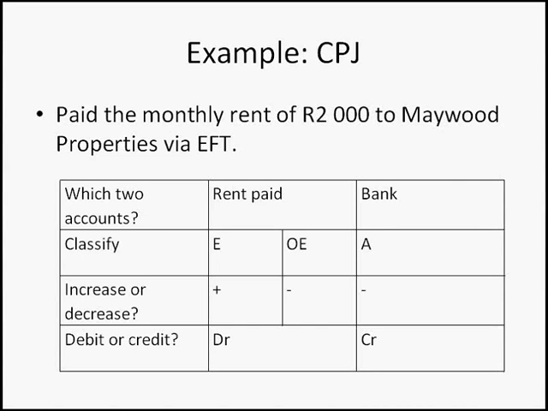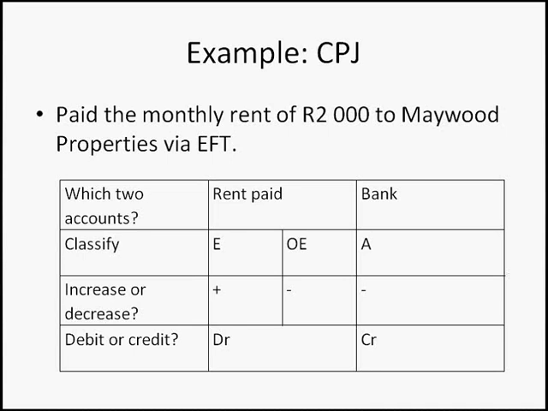So what happens to my bank account in this case? Well, it reduces because I'm paying money out of it, and bank is classified as an asset, and an asset reduces on the credit side, so my bank will be credited. Rent paid, on the other hand, is an expense, and an expense has an effect on owner's equity. In this case, the expense increases. Remember, I've explained this in the previous sessions as well.